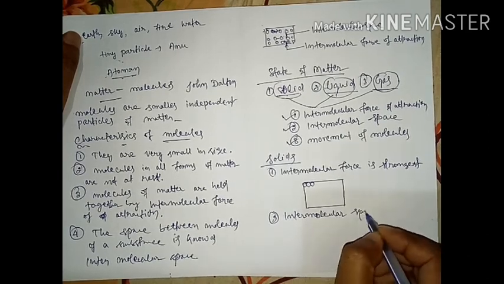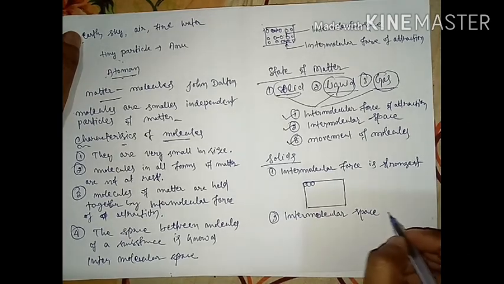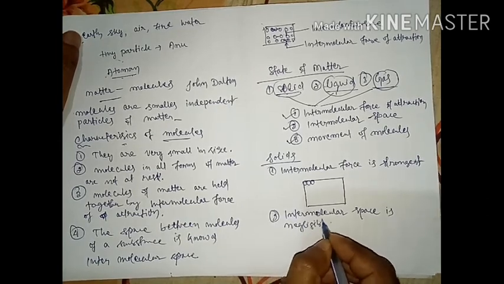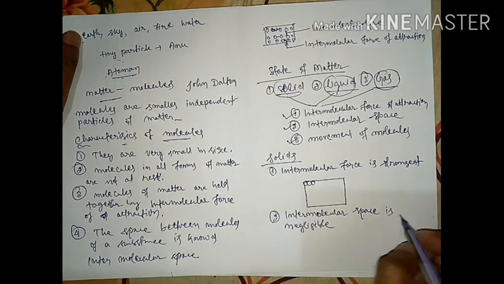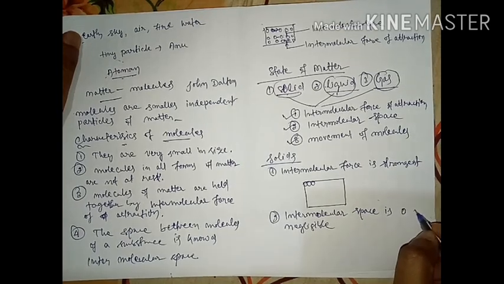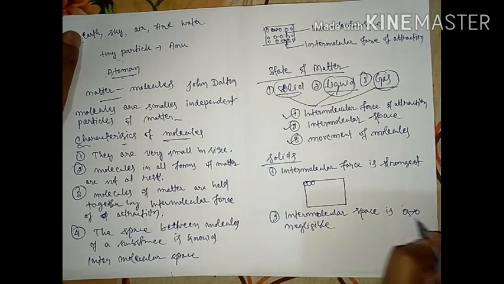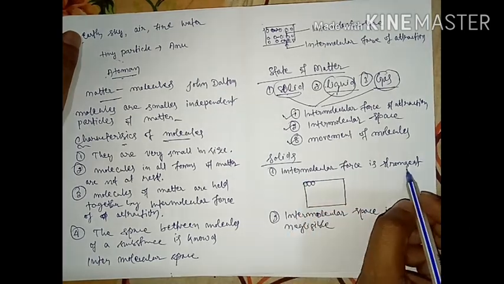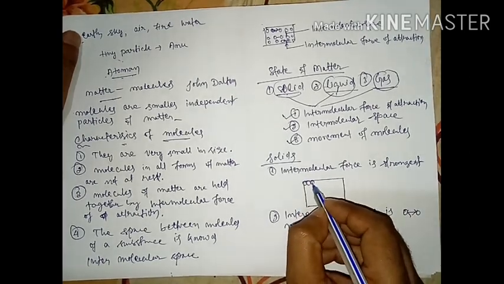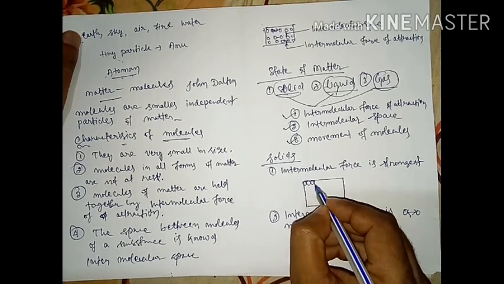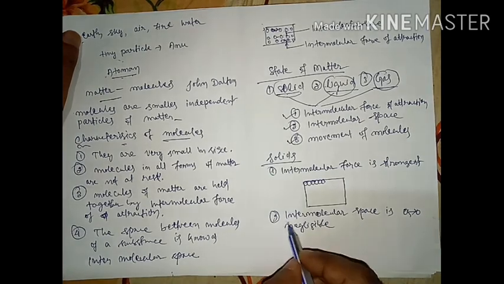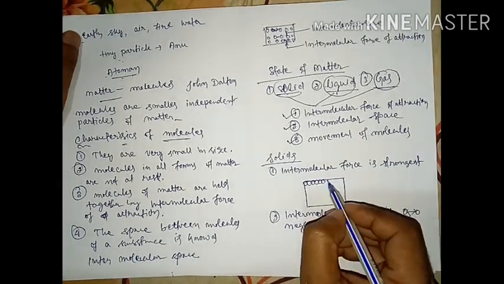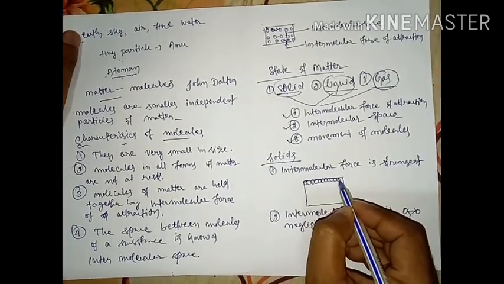Intermolecular space is very negligible. Intermolecular space means the space between two molecules. Suppose this one is a molecule and this one is another molecule, the space between these two molecules is known as intermolecular space. The intermolecular force is strongest, that is the force by which one molecule is attracted by another. Because intermolecular space is negligible, molecules are tightly packed in a solid.